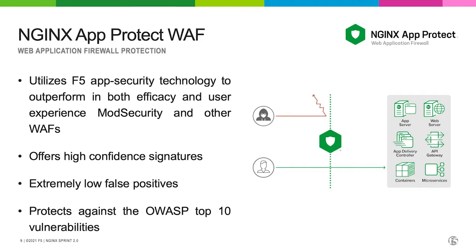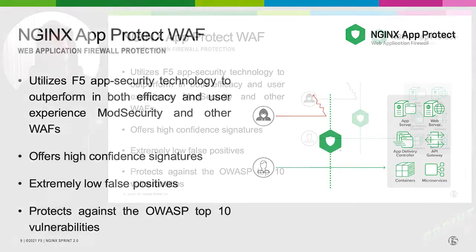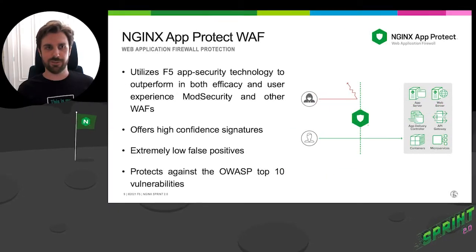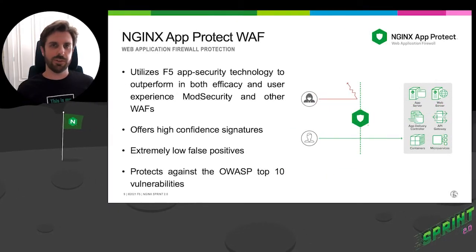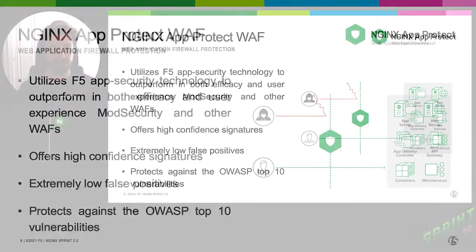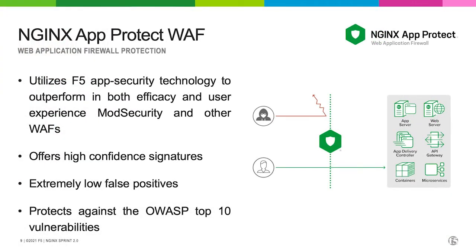NGINX App Protect WAF uses F5 app security technology to enable a very highly efficient solution compared to much security and other WAFs, as well as a much simpler and straightforward user experience. NGINX App Protect WAF offers high confidence signatures, and it has a very low rate of false positives.